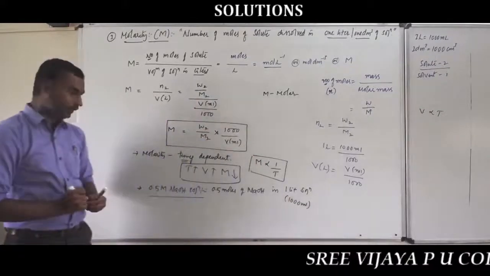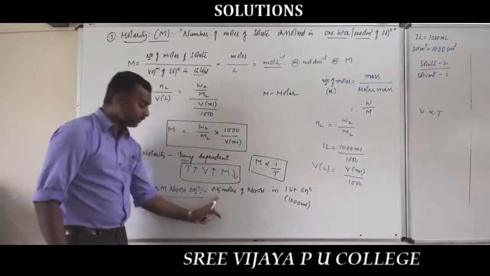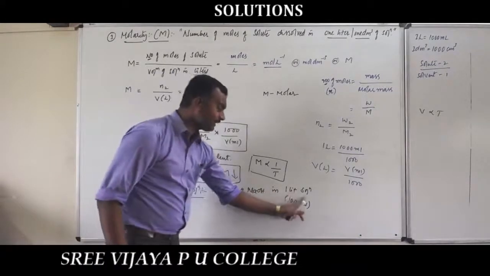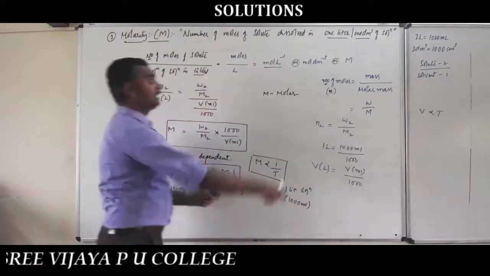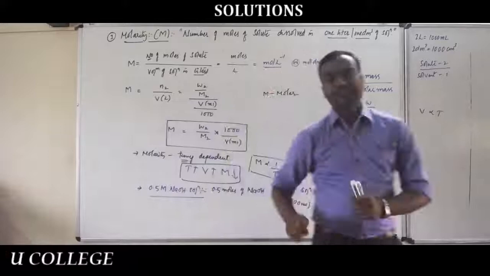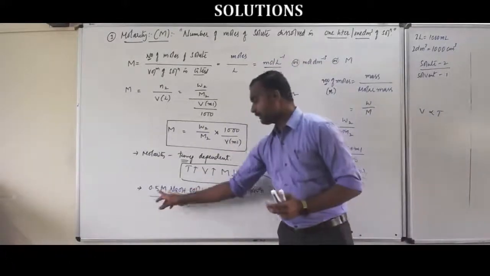That is the meaning of 0.5 molar NaOH solution. So that is 0.5 moles of NaOH dissolved in 1 liter solution or 1000 ml of solution. Other definition again, number of moles of solute dissolved in 1 liter of solution. What is the solute here? Solute is NaOH. NaOH 0.5 moles ತಗೋಬೇಕು.